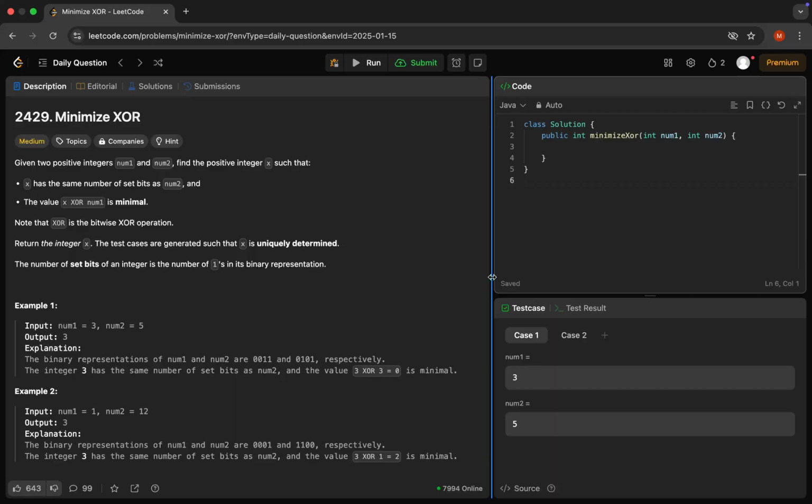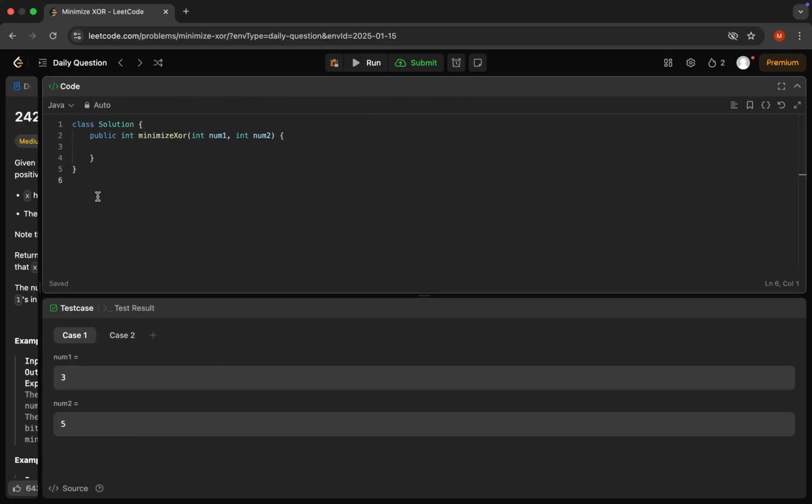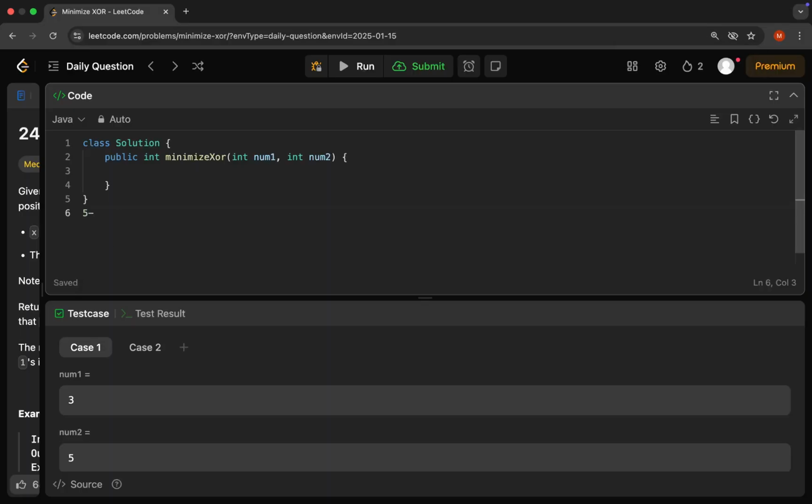So what we have to do in this question, we are given two numbers num1 and num2, and we have to figure out a positive integer x which has the same number of set bits. What are set bits? If we represent a number in its binary representation, for example, let's suppose I represent 5 in binary, it will be 101. So here 1 is called a set bit and 0 is called an off bit.